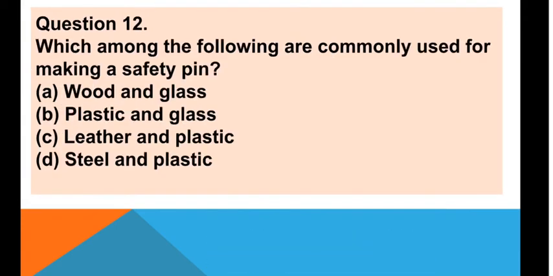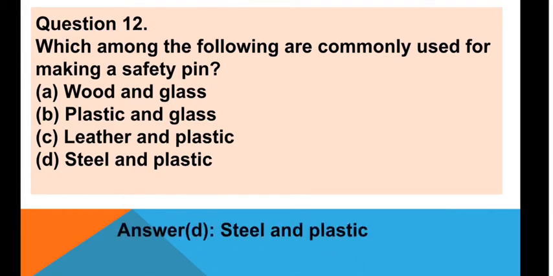Now, we have question number 12. Which among the following are commonly used for making a safety pin? Option A, wood and glass, option B, plastic and glass, option C, leather and plastic, option D, steel and plastic. You might have seen in your house safety pins which is very commonly used, okay. So, as we know that the steel can be molded to get sharp points and plastic is used to seal the edge, hence steel and plastics are used for making safety pins. So, correct answer will be steel and plastic, option D.